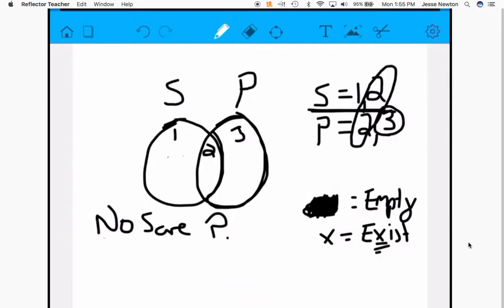So what we do is we'd shade in this whole area. We shade this region in. And if you want, you can get complete with it. It's not necessary. I think that demonstrates the point here. But this shows that nothing exists in this area. Nothing exists in the region of intersection here between S and P.